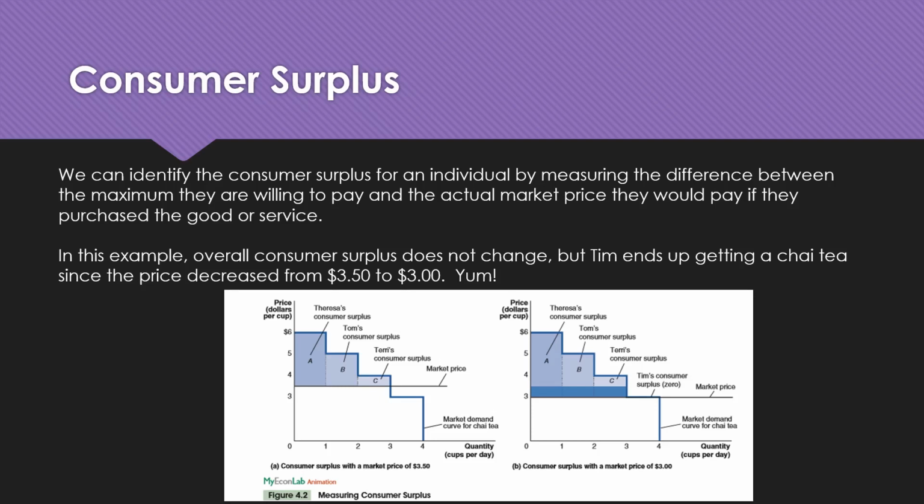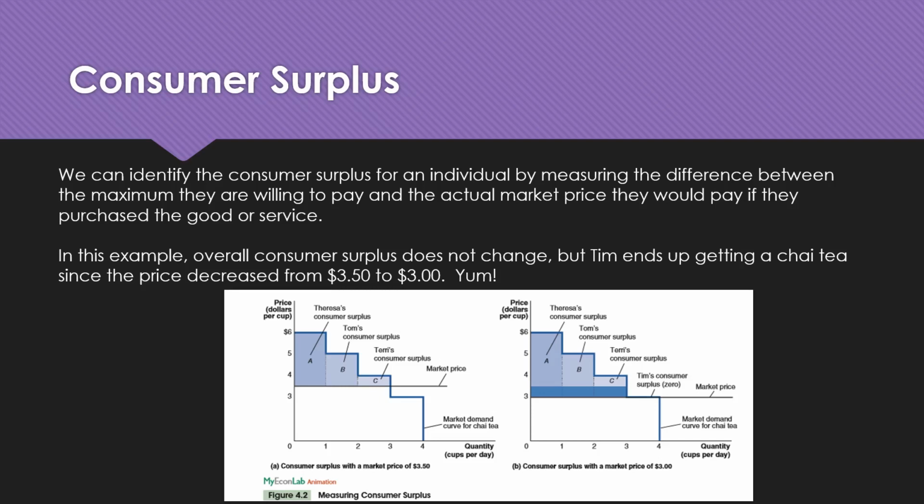Now, if we look at it with a market price of $3, the amount of consumer surplus is going to increase. Teresa's willingness to pay hasn't changed, but because the price is lowered, she's now getting the tea for $3 when she was willing to pay $6, so she gets $3 of consumer surplus. We don't know what her willingness and ability to pay would be for a second tea, so we can only speculate that she bought one.